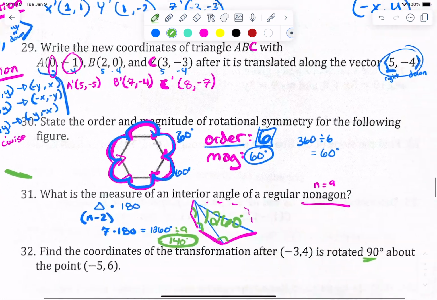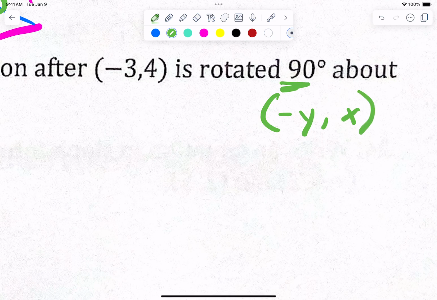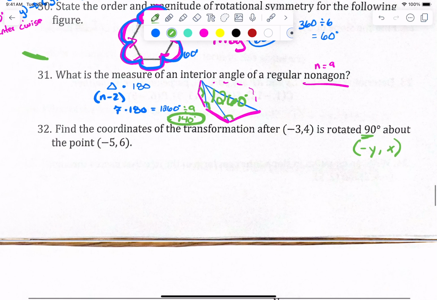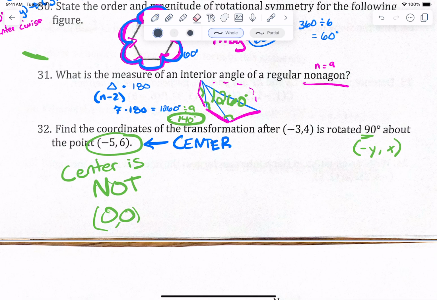Yeah. Cool. We are doing a 90-degree rotation, which means the X and Y switch and the Y becomes negative. That's the rule for 90. But the problem with this is that the center of rotation is not 0, 0. That's a bad thing. My center of rotation is actually negative 5, 6.